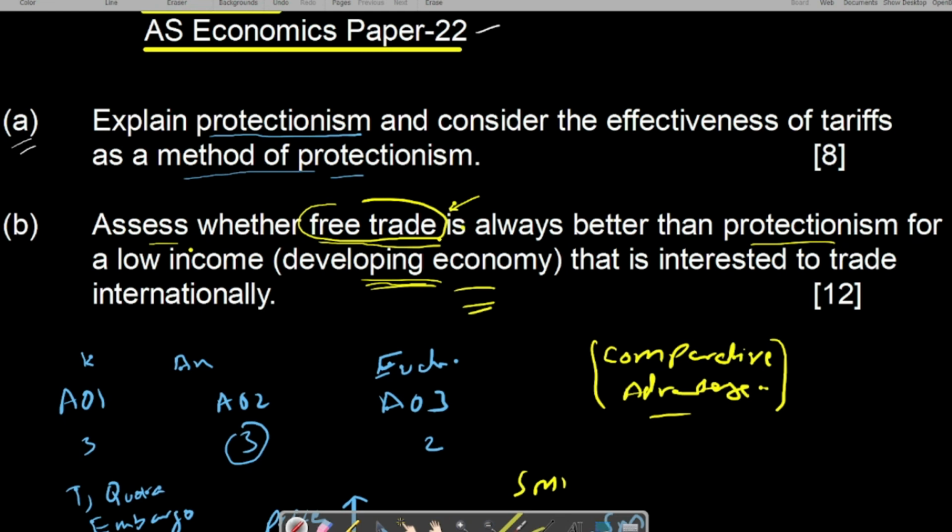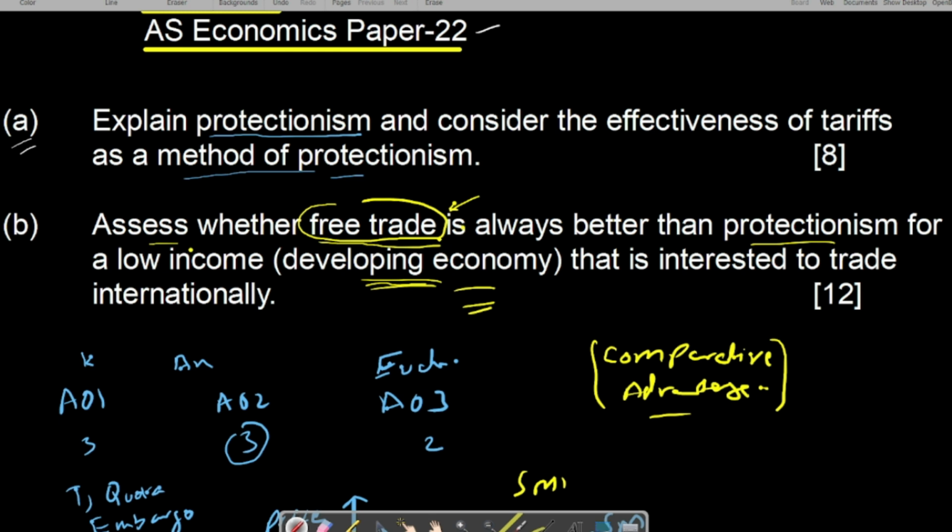Okay, so protectionism should be used to some extent, and then you will have to conclude that, in conclusion, you can say that free trade seems a better option. However, it is not the only solution for the improvement of a developing country that is interested in international trade. So international trade may damage the local young industry as well, if the trade is totally free from barriers, like there's no tariff, quota and embargo.